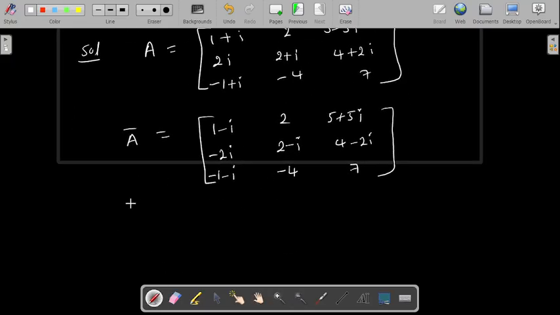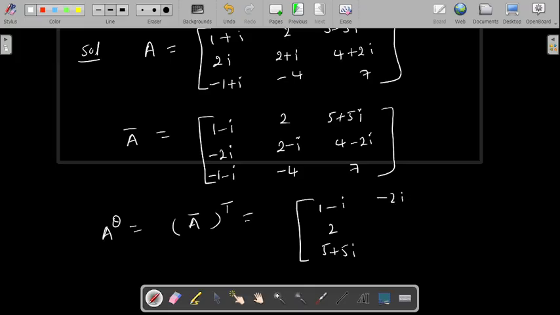After this, A power theta. A power theta is nothing but the A conjugate transpose. Whatever the conjugate matrix, you have to write its transpose. First row 1 minus i, 2, 5 plus 5i. Next, minus 2i, second row as a column: minus 2i, 2 minus i, 4 minus 2i. Third row as a column: minus 1 minus i, minus 4, 7. You got A power theta and you have the A value.